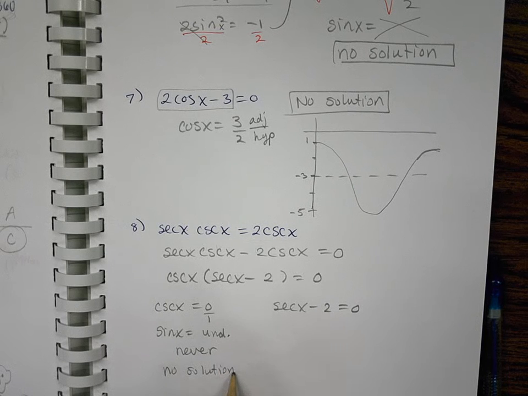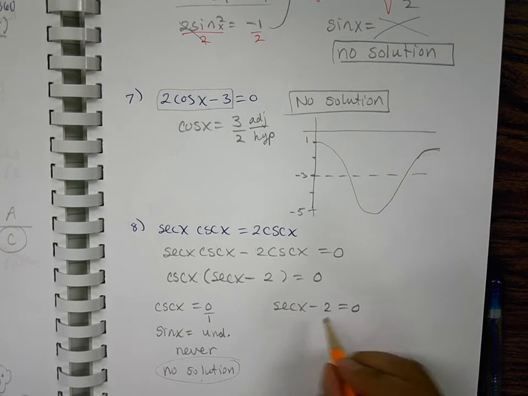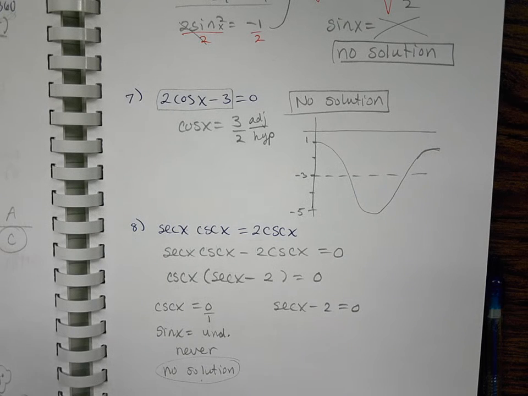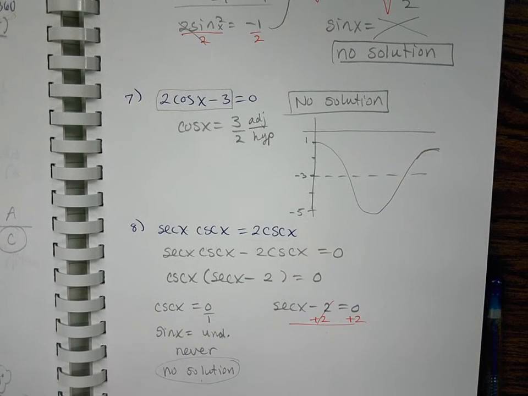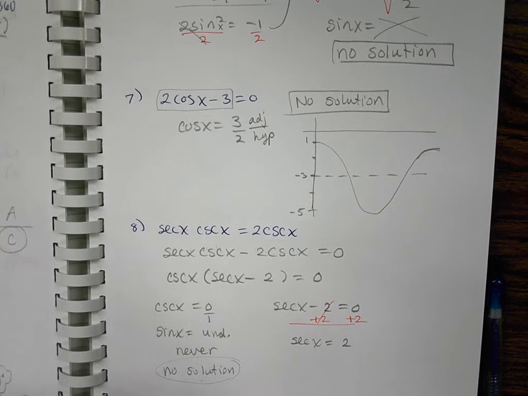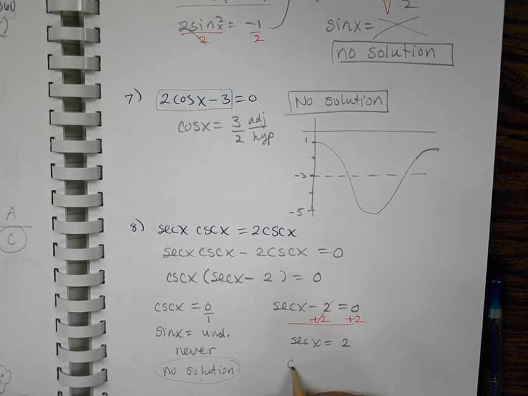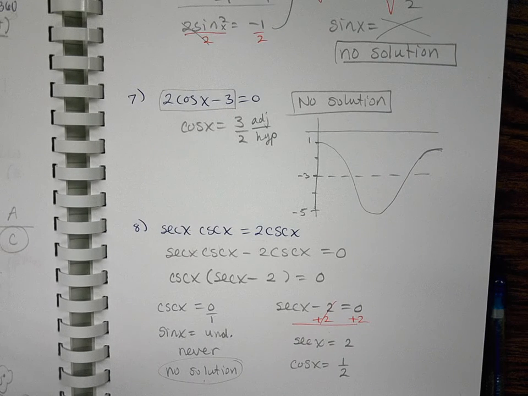All right, that's not the whole answer because I still have this one to solve. So I'm going to add the 2. And that gives me secant x equals 2. Reciprocal of both sides. Reciprocal of secant is cosine x. Reciprocal of 2 is 1/2. Now, is that something we can work out on the unit circle?